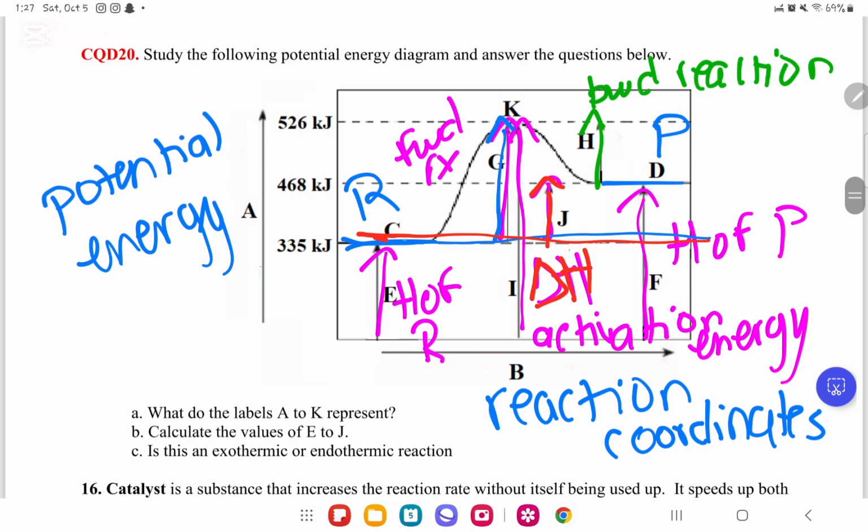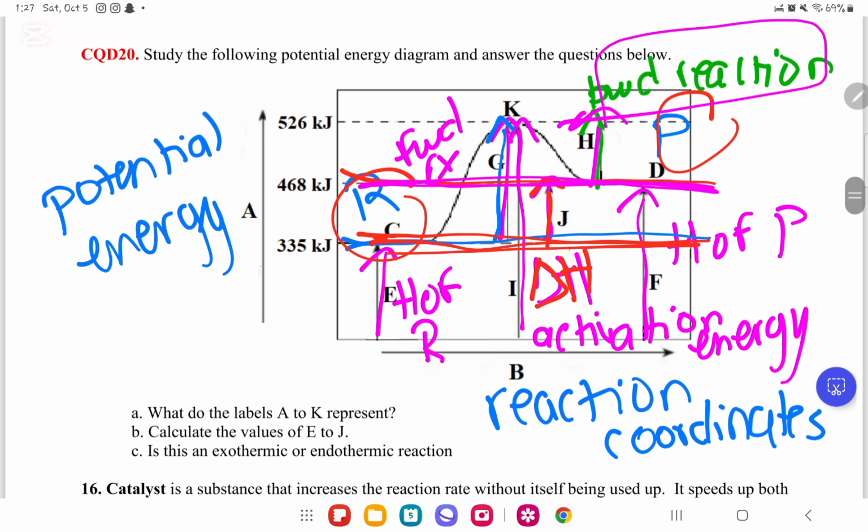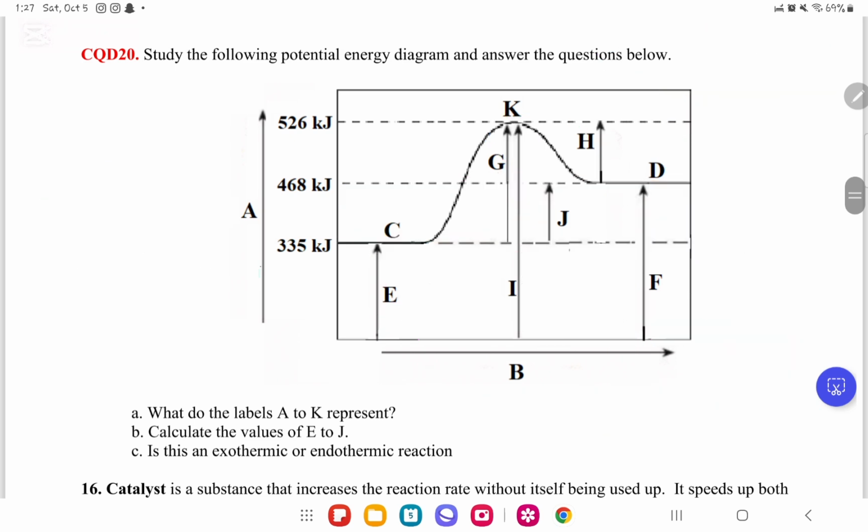So look, in red, this is the distance of our reactant energy. And again in red over here, I can't draw a straight line. This is the distance between the reactant's heat and the product's heat. So we label this as delta H. And then finally, the distance from the product's energy to the activation energy is called the backward reaction. So that was for part A.